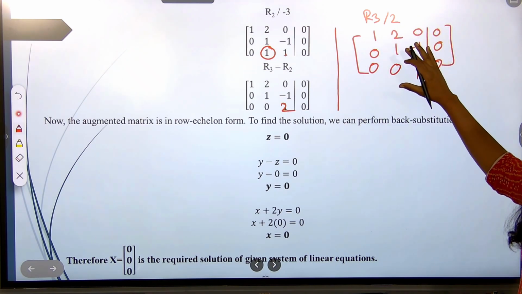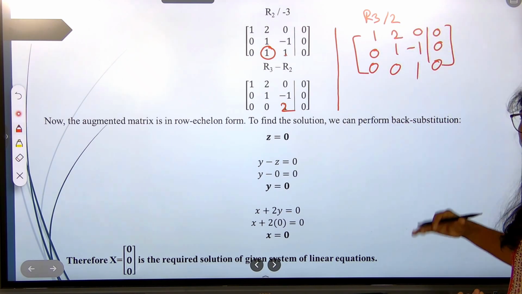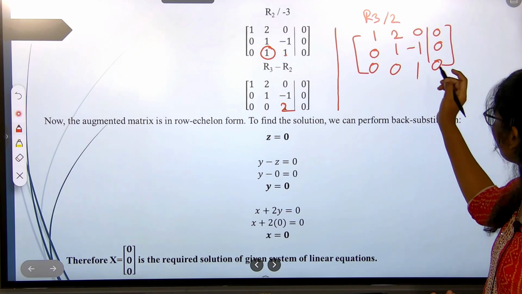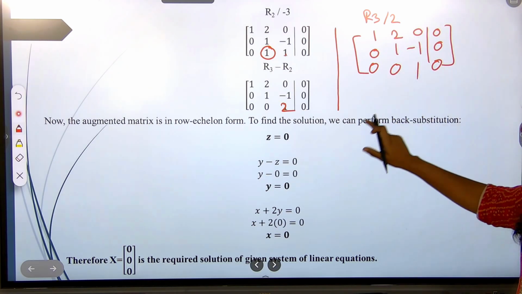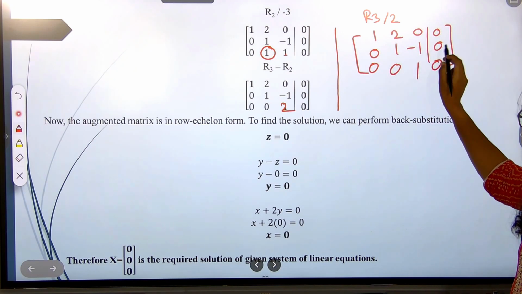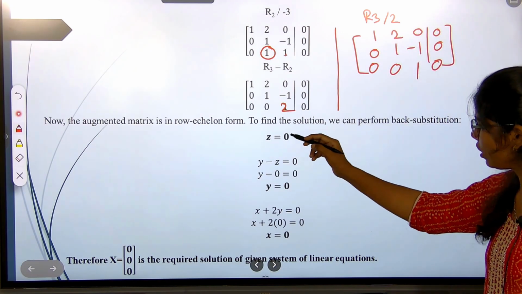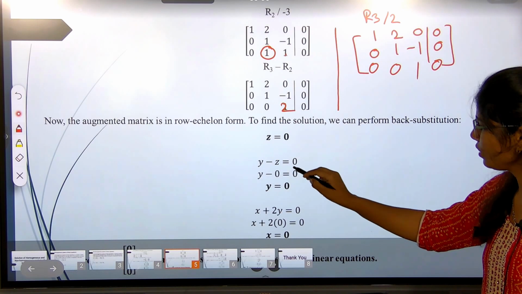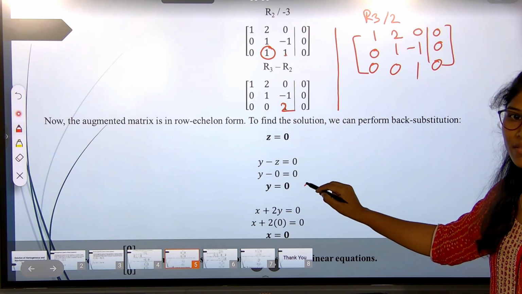After converting to row echelon form, we have to perform back substitution. Back substitution where? Look at here, z equals 0, then y minus z equals 0. Put here the value of z, so y minus 0 equals 0. So we get here y equals 0.